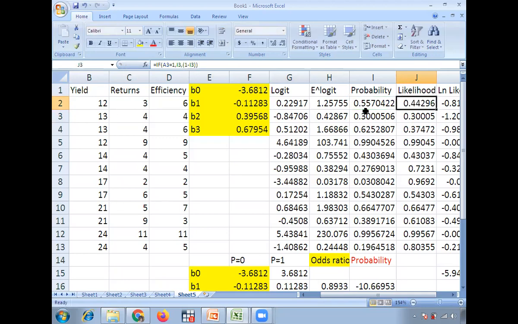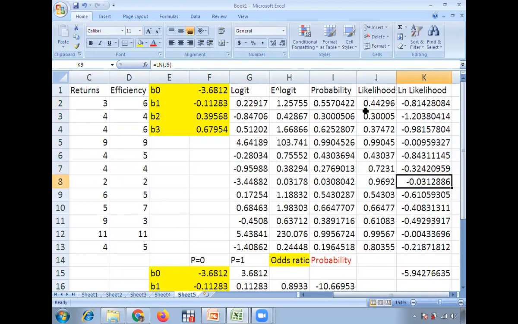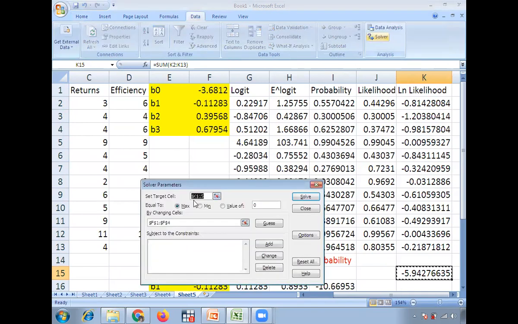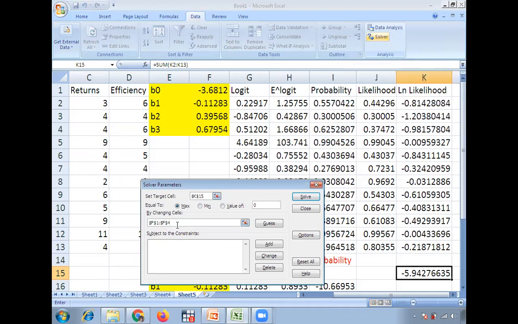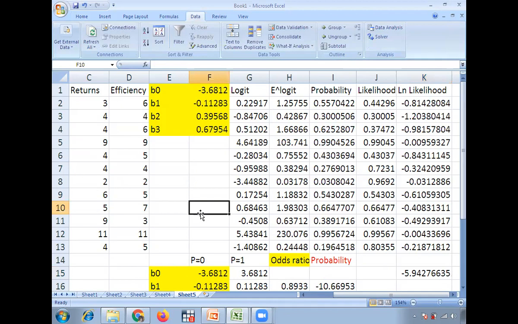Once you have done this, then just take the natural log of it, and keep as target cell nothing but the summation of all the log likelihood values, as per the observations that you have. When you have it, then you have to run. You have to go for solver. You know how to use solver, right? So Data, go for Solver. This is your target cell, and then the changing cells, all these we have to change. Once you change, then you solve, don't do anything else. That's it. Once you have done it, you'll have the values and the interpretation part of it.